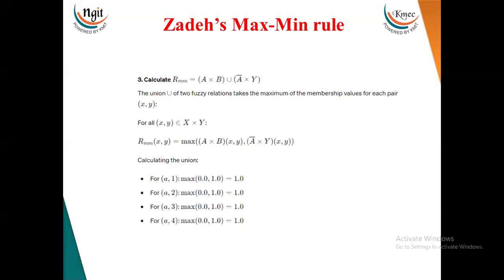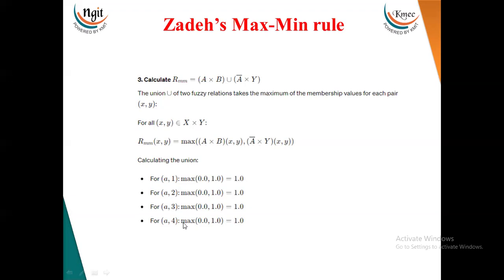Finally, we have to calculate the union. We have calculated A cross B and we have calculated A complement cross Y. What is a union? I have to calculate the max of A cross B and A complement cross Y. So here, A comma 1: the A cross B value is 0.0, and the A complement cross Y value is 1.0. So what is the maximum? It is 1.0.